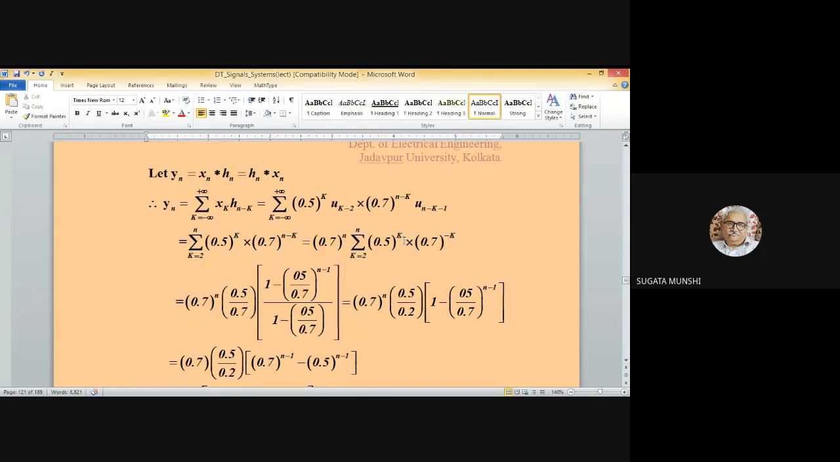So then I have maneuvered. For k greater than 2, uk minus 2. For k less than 2, it will be 0, uk minus 2. That's why this is the expression. All right.